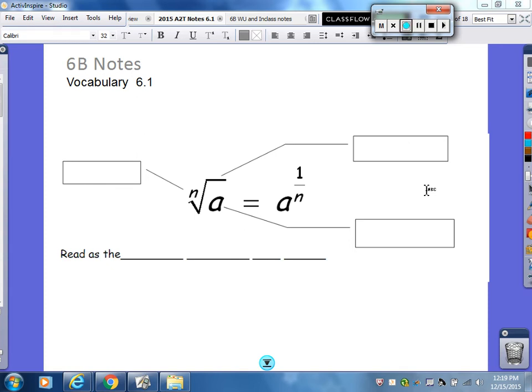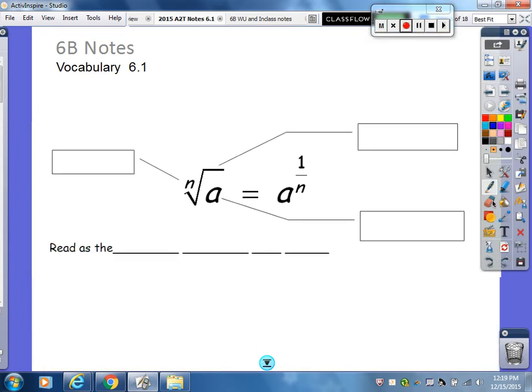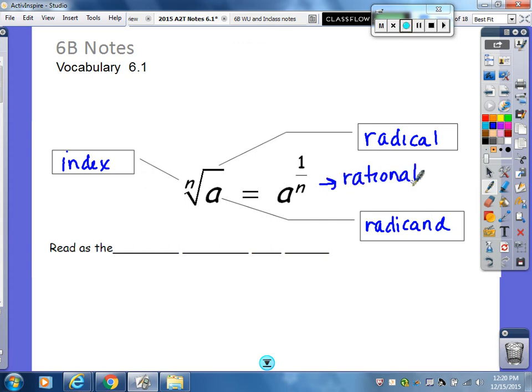So here are two equivalent statements. This letter n refers to your index. It's the root you're taking. So that n is called an index. Of course, this is your radical, and the number underneath the radical is called a radicand. So some vocab. Now this expression is a rational exponent, because we've rewritten this index as 1 over n. So these are equivalent statements, and we're going to be going back and forth between these two.